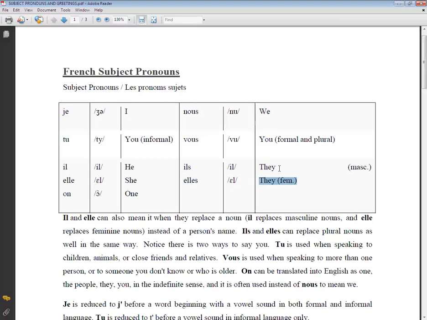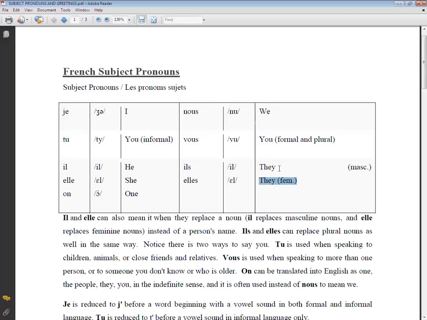In other words, when you are referring to your sisters and your mother, someone asks you, where are your sisters? So you will say they. Now this they in French is what? Elles.